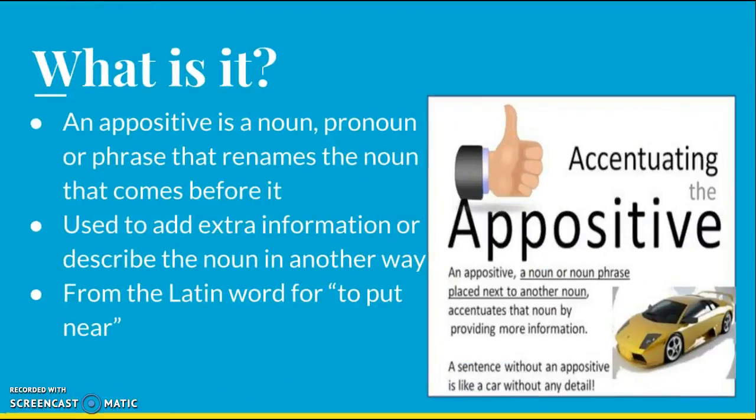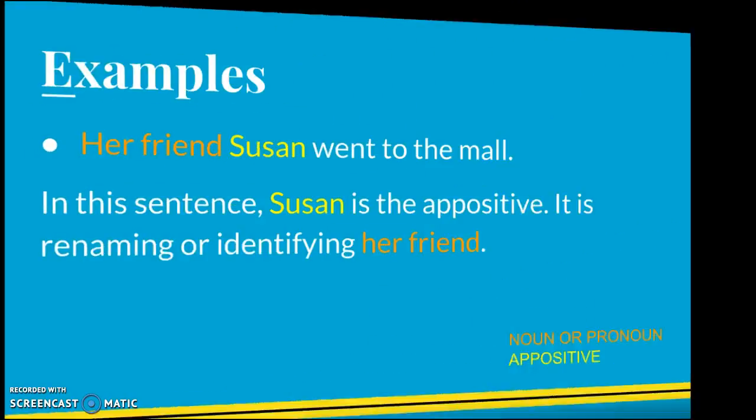So what is an appositive? An appositive is a noun, pronoun, or phrase that renames another noun that comes before it. It's used to add extra information or to describe the noun in another way. It comes from the Latin word to put near, which makes sense because you're putting it near another noun.